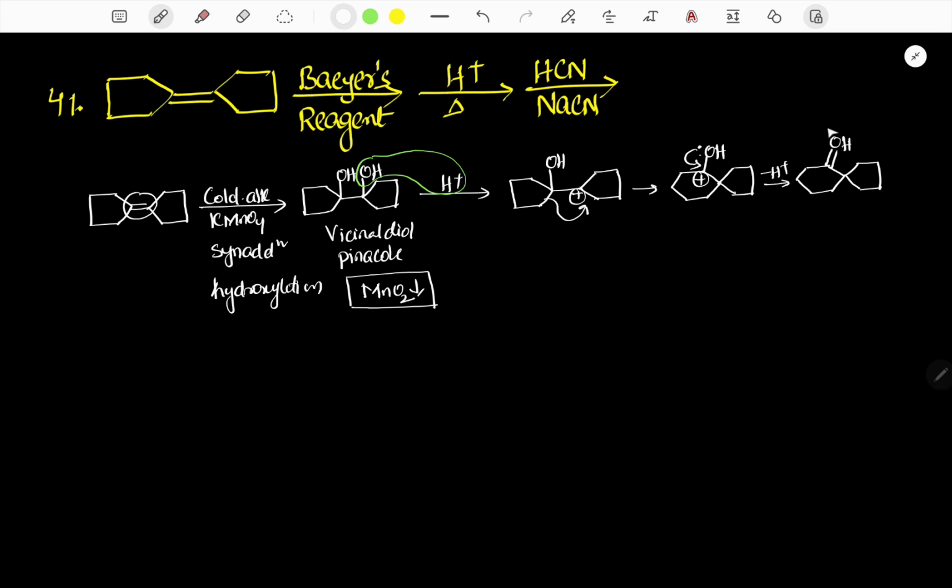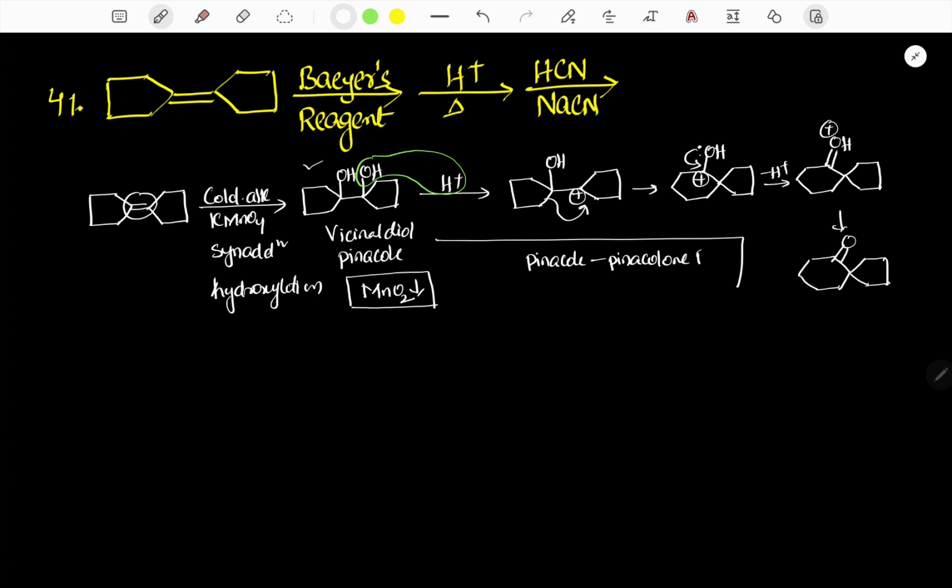So finally OH plus, and by losing a proton, it forms the corresponding ketone. The second reaction is the pinacol reaction in acidic medium. This reaction is the pinacolone reaction. Now it is treated with HCN and NaCN.